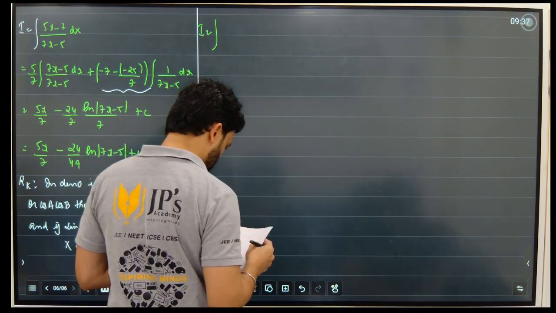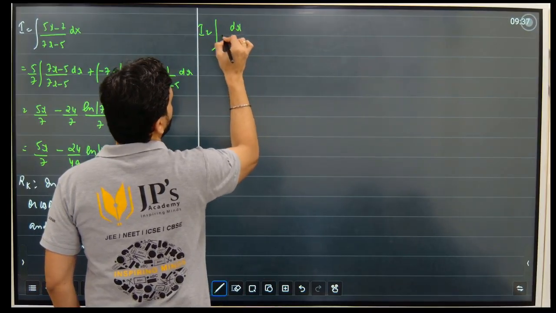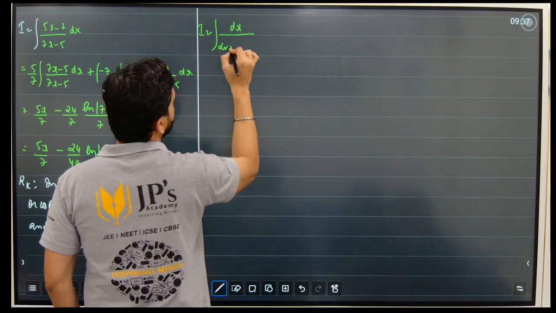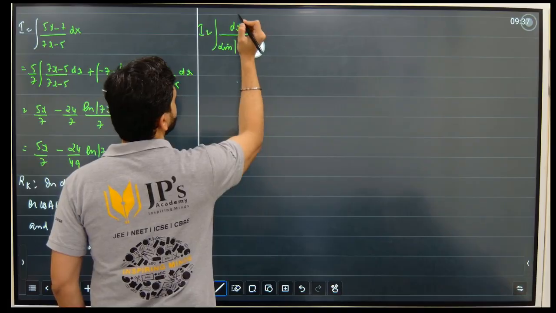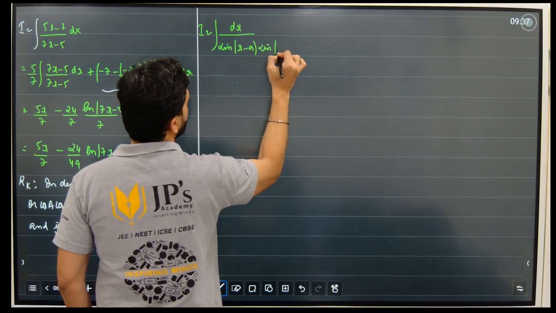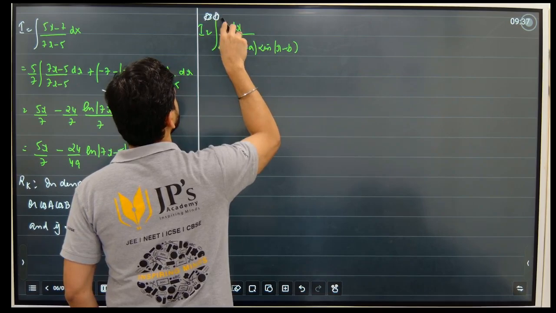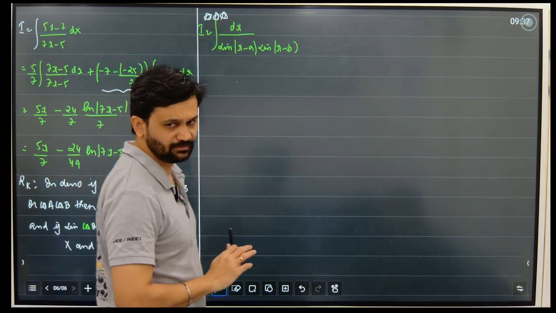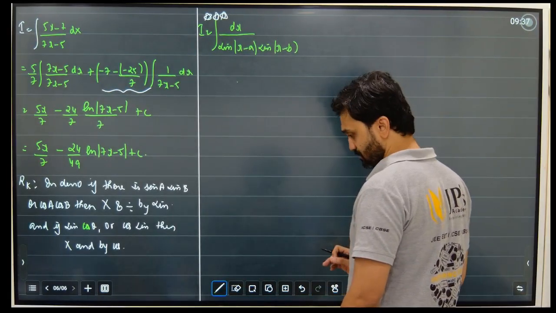Imagine my sum is I equal to integration dx upon sin(x minus A) sin(x minus B). A very important sum, guys.